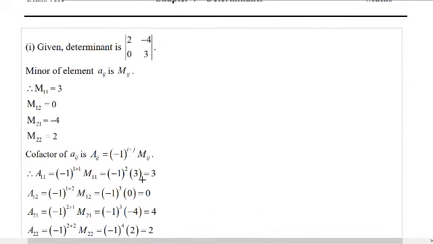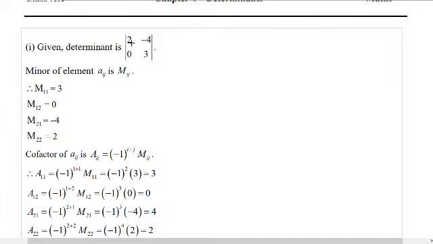So minors and cofactor, these two topics are very easy topics. Let us begin. So this is a 2 by 2 determinant. Now see, this element is denoted by symbol A11, isn't it? This is A11, 2, and this element is A12. This element is A21 and this element is A22.